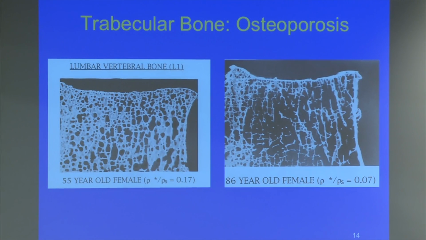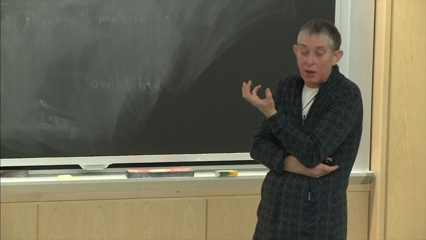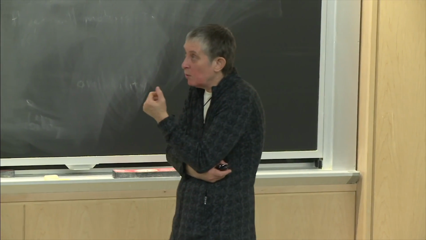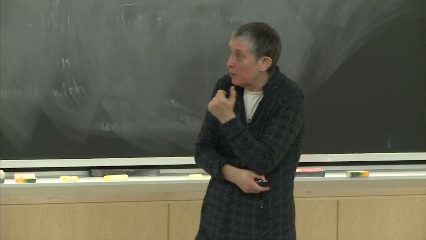These are two slides showing what happens when people get osteoporosis. The left-hand slide is from a 55-year-old female. They're the same bone, the same slice, and the right-hand one is from an 86-year-old female. This thing here, rho star over rho s, that's the relative density of the bone divided by the solid that it's made from. That's the same as the volume fraction of solids. And so on the normal bone on the left, it's about 17% solid, and on the osteoporotic bone on the right, it's about 7%. So you can kind of see the bone density has gotten lower, partly by thinning of the struts, but partly by resorption of the struts as well. And obviously, the one on the right is going to have a lot lower strength than the one on the left.